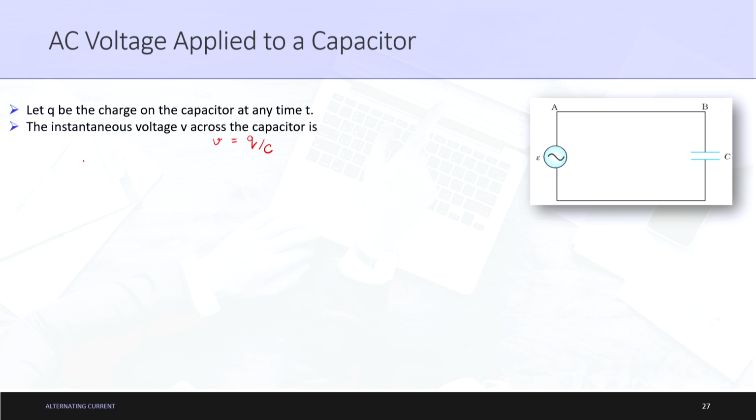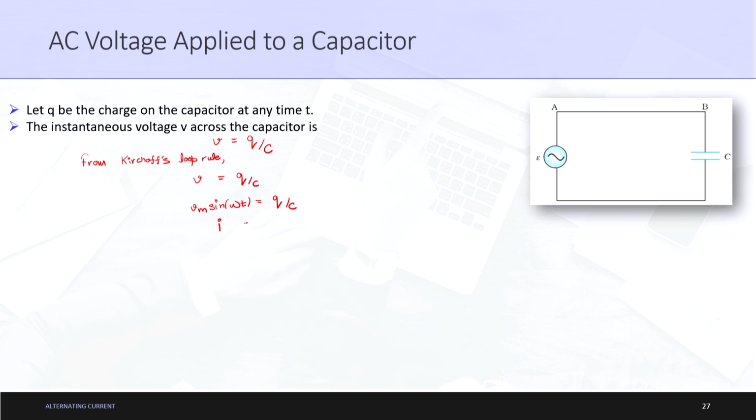From Kirchhoff's loop rule, we get that the voltage V is equal to q by C. This voltage V is equal to Vm sin omega t, which is equal to q by C, correct. Now, what is the basic agenda for doing all these calculations? We need to calculate the value of current.